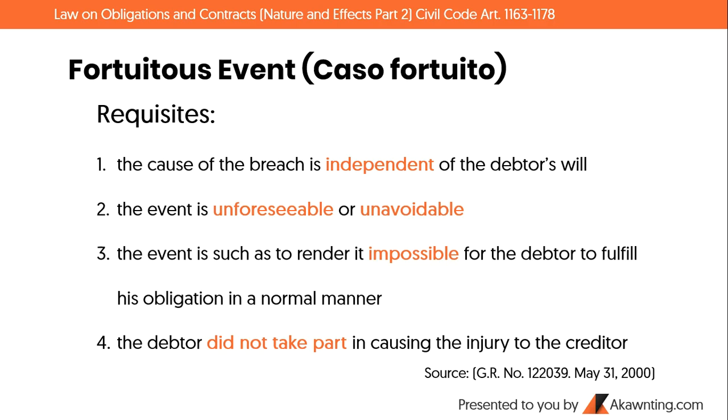lightning, so kapag biglang may tumamang kidlat, syempre hindi mo mafu-foresee yun. Okay? At syempre, although mafu-foresee mo, let's say malakas ang ulan, tapos kidlat ng kidlat, although parang nararamdaman mo na may darating na kidlat, pero kahit na feeling mo may darating na kidlat, hindi mo naman ma-avoid actually. Okay? So, events that are unforeseeable or unavoidable are one of the requisites of fortuitous event. So, number 3, the event is such as to render it impossible for the debtor to fulfill his obligation in a normal manner. We'll have an example for this later on.